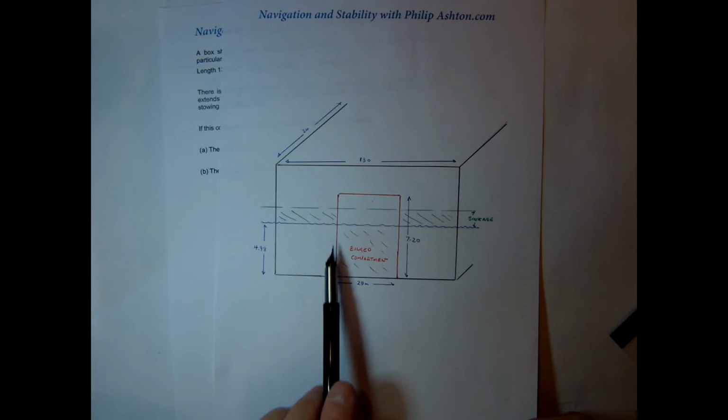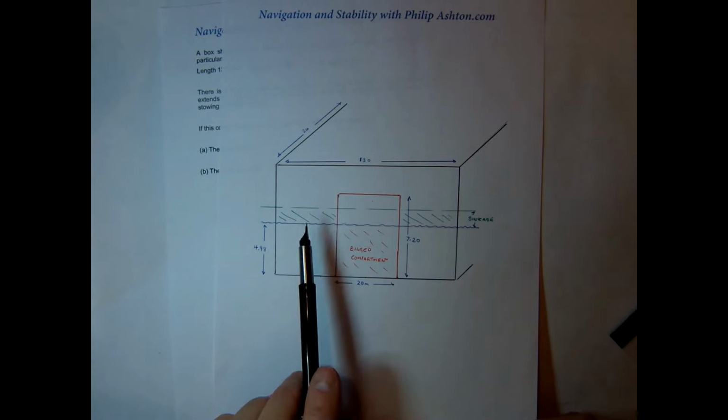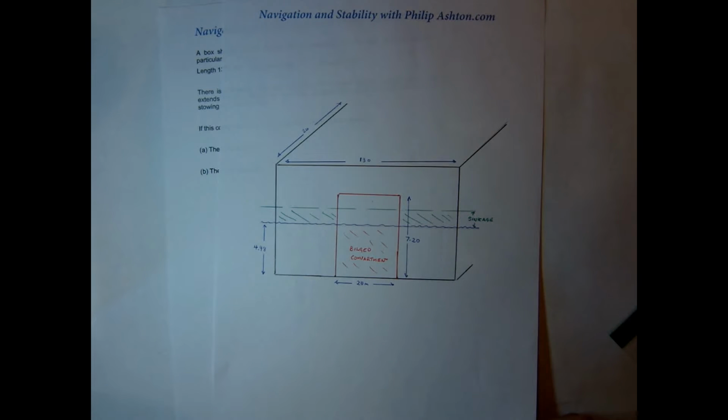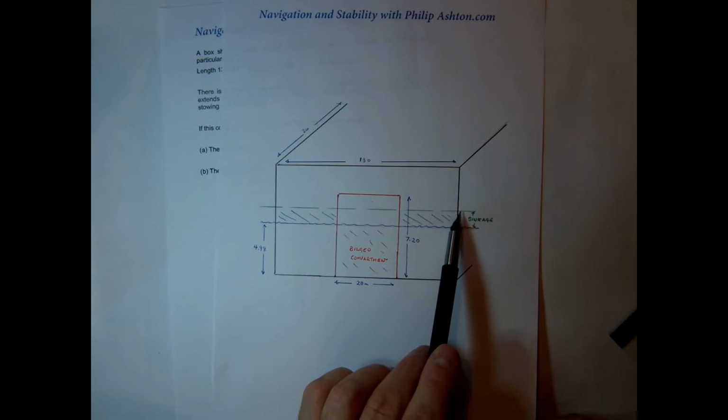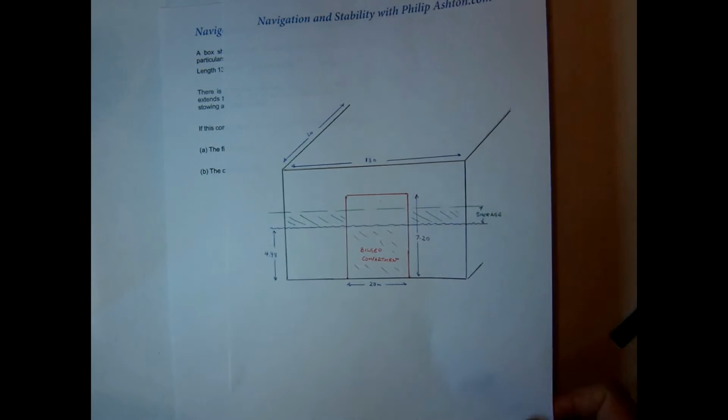So the volume of lost buoyancy I've marked in red, and the regained buoyancy will be in green, and therefore that's our original draft, sinkage taking us to our new draft. So let's look at how we solve this.